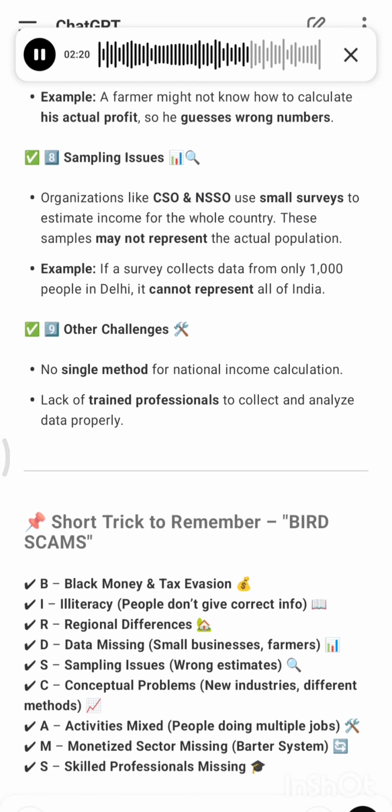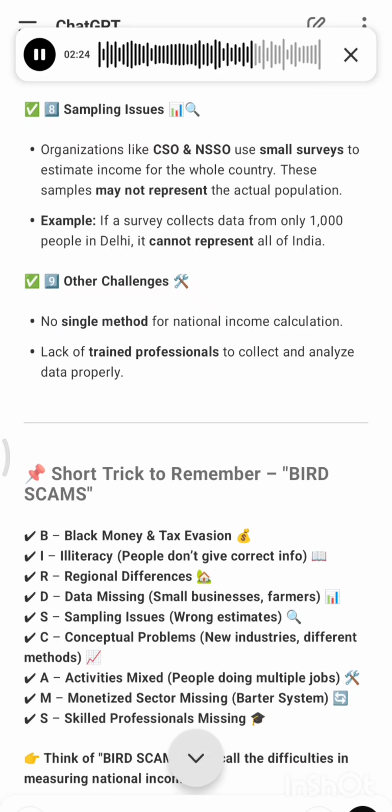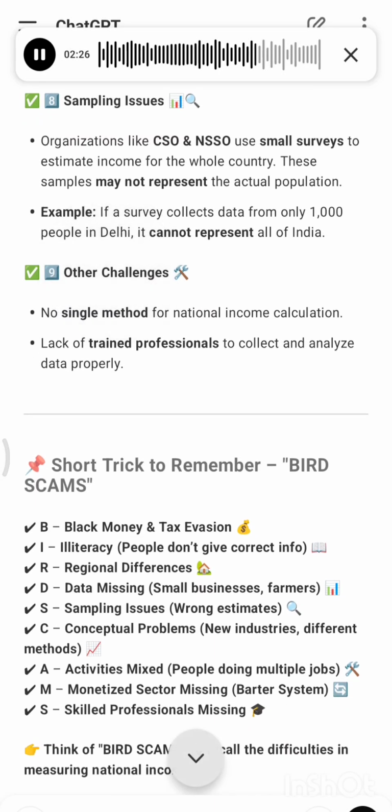8. Sampling issues. Organizations like CSO and NSSO use small surveys to estimate income for the whole country. These samples may not represent the actual population. Example, if a survey collects data from only 1,000 people in Delhi, it cannot represent all of India.